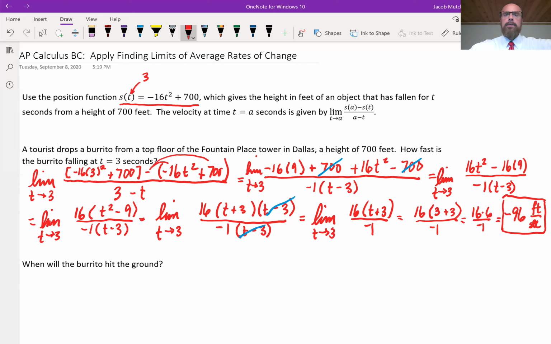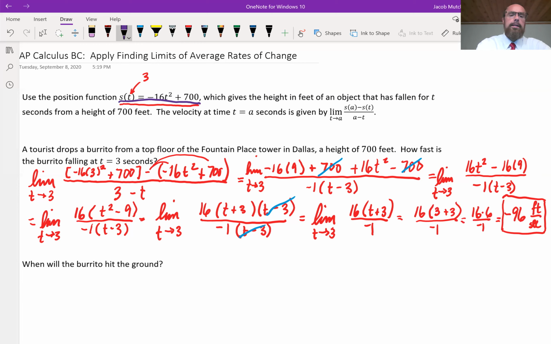A nice application of taking the limit of an average rate of change to find the velocity if we've got the position function. Let's take a look at our next question. The next question is simply, when will the burrito hit the ground? So what we've got to use here again is the position function. So I'm going to pull it again. It's s of t equals negative 16t squared plus 700. But I'm going to make a change because I need to think, what height above the ground is the ground? That height has got to be 0.